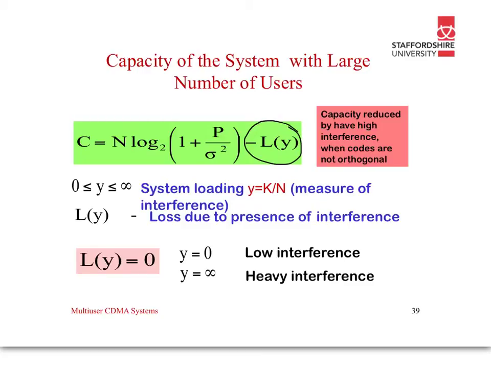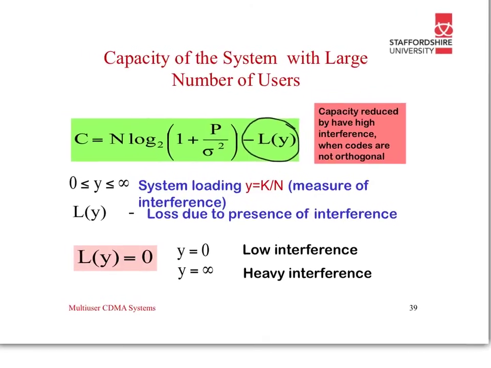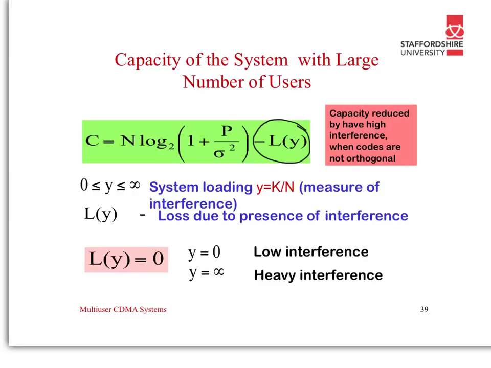So when interference is very low, Y equals 0, so L of Y is 0. The capacity isn't affected because nothing is taken off. When interference is large, then we have infinity or heavy interference, and capacity is reduced by that amount. The symbol loading, or Y equals K divided by N, is a measure of the interference, so the number of users over the gain, and L of Y is the loss due to the presence of interference.